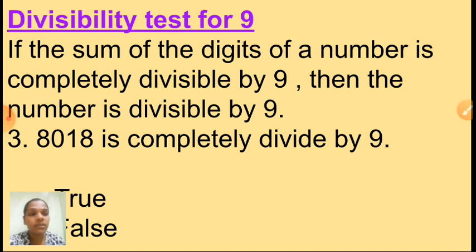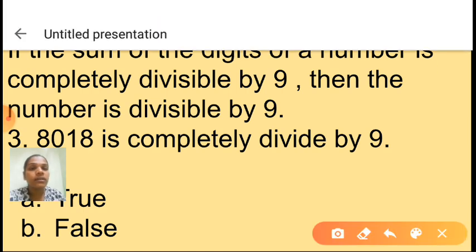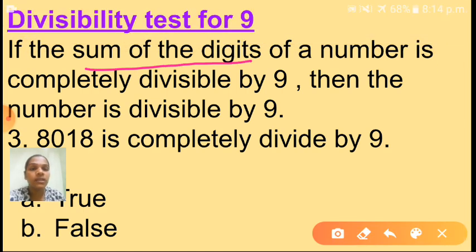Okay, the next one is the divisibility test for 9. So what is the divisibility test for 9? Yes, if the sum of the digits of a number is completely divisible by 9, then the number is divisible by 9. The rule is the same as the divisibility test for 3. First you have to find the sum of the digits. If that sum is divisible by 9, then the whole number we can divide by 9.